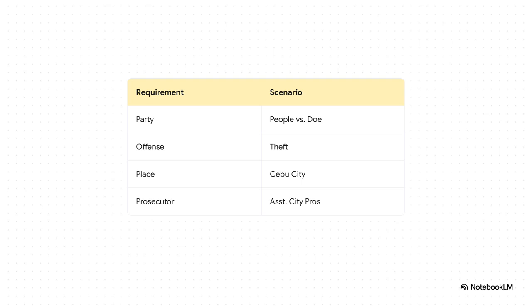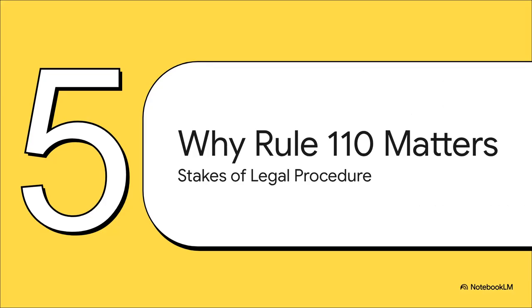We have to designate the offense clearly as theft under the Revised Penal Code, detailing the exact act of taking the laptop. The place of commission, let's say a coffee shop in Cebu City, is incredibly vital because it establishes territorial jurisdiction for the court. And finally, it's going to be signed by the prosecuting officer, like an assistant city prosecutor. It really has to be this meticulous so the accused is fully, 100% informed of the exact nature of the charges against them.